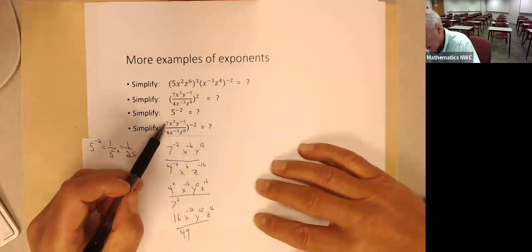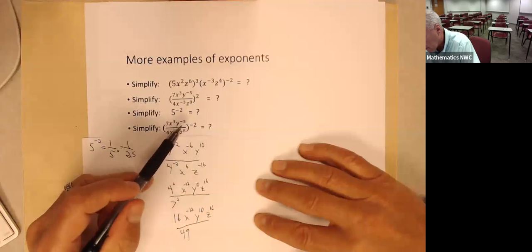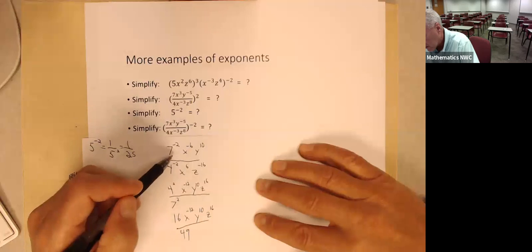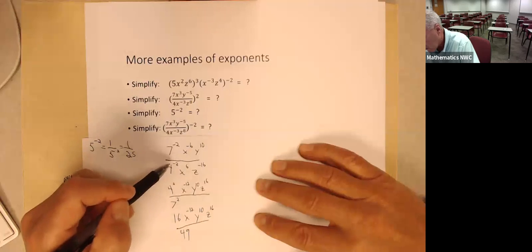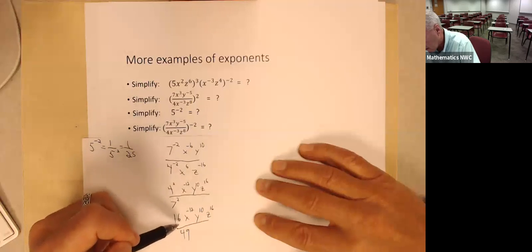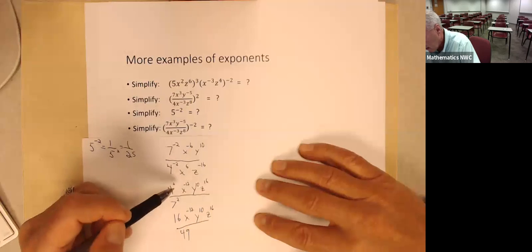It's a little tricky when you've got coefficients to the negative power. Double check how I did this. 7 to the negative 2, 4 to the negative 2. I switched them and then got their numbers. Those numbers are frequently missed.